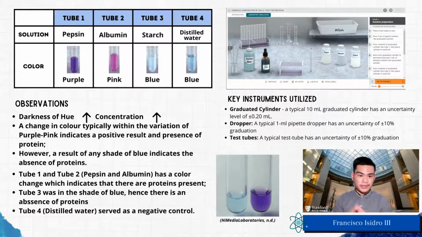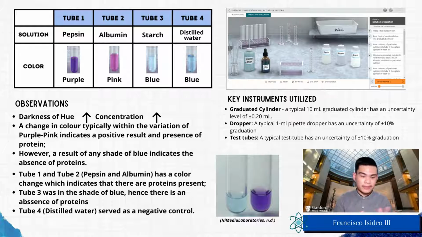For part 3 of our simulation, we were able to identify some trends and observations in the McGraw Hill virtual experiment. For tube 1, the pepsin-containing solution resulted in purple, while the albumin-containing solution turned pink, while the starch and the distilled water resulted in a shade of blue. For the observations, we were able to identify that the darkness of hue is directly proportional to the concentration. With this in mind, we can assume that the pepsin-containing solution, which resulted in a purple hue, has the highest concentration. A change in color, typically within the variation of purple and pink, indicates a positive result and presence of protein. However, a result of any shade of blue indicates the absence of proteins.